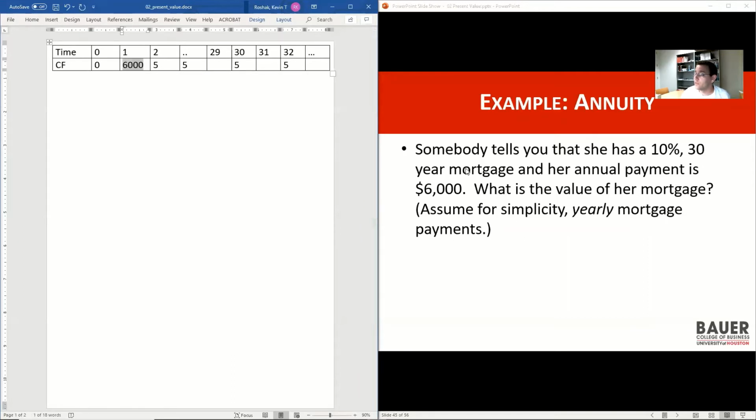It's a 30-year mortgage, so you're going to have to pay that $6,000 every period till time 30. And then after time 30, it's done, right? The annuities have a fixed end date. The date is 30 years out. So after that, nothing happens, 0, 0, 0. Okay, so those are the cash flows.